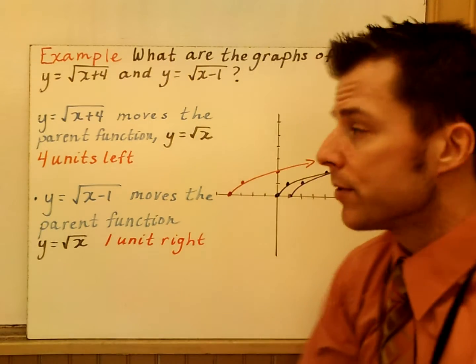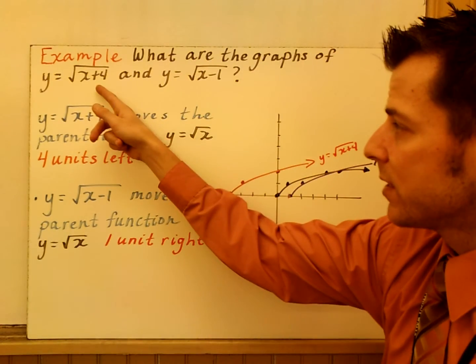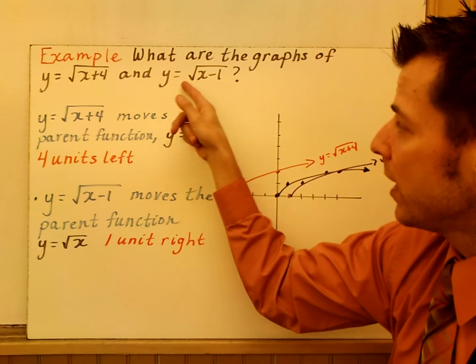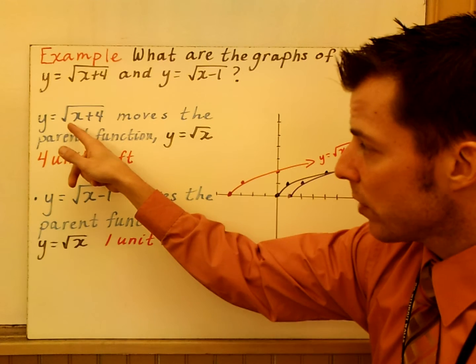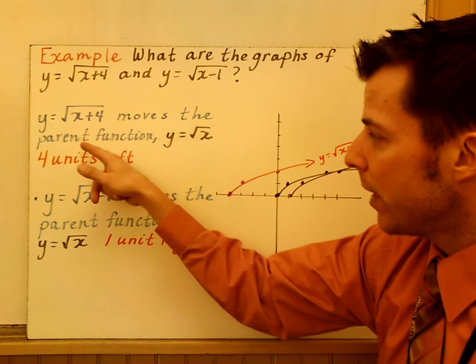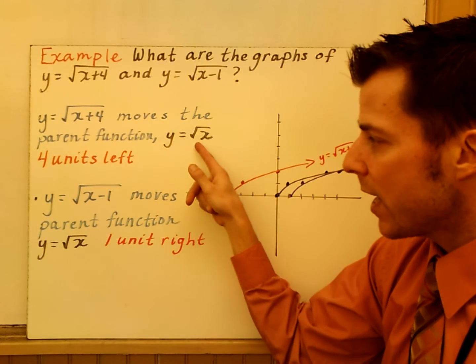So let's look at some examples. What are the graphs of y equals the square root of x plus 4 and y equals the square root of x minus 1? So when we look at the square root of x plus 4, this moves the parent function y equals root x 4 units left.